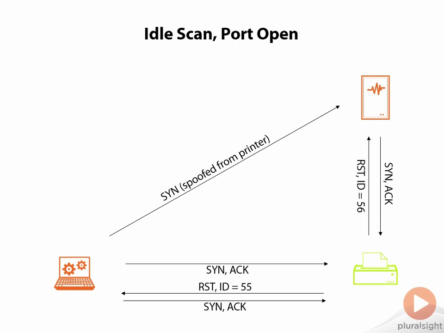We then send a second packet to the idle system, which again responds with a packet and another ID value. At this point, we've received 2 ID values from the idle system. If they differ by 2, as they do in this case, we can deduce that the idle system and the target exchanged packets, and that the queried port is open on the target system from the perspective of the idle system.